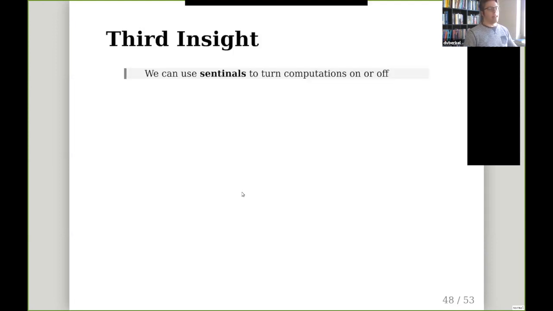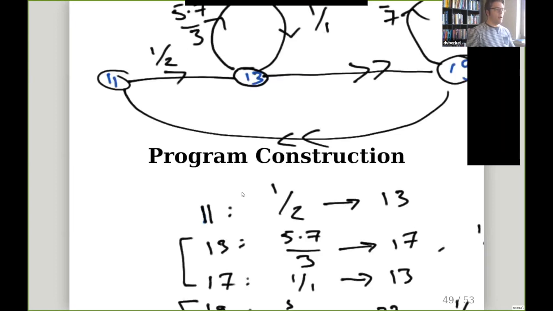And that's basically the last insight that I'm going to talk about. You can use sentinels to turn on and off certain kinds of computation. And with these insights and a bit of working out, you can come to a program construction. So what I'm going to do is switch over to a blank canvas and walk you through the computation of doing multiplication, which is a bit harder.